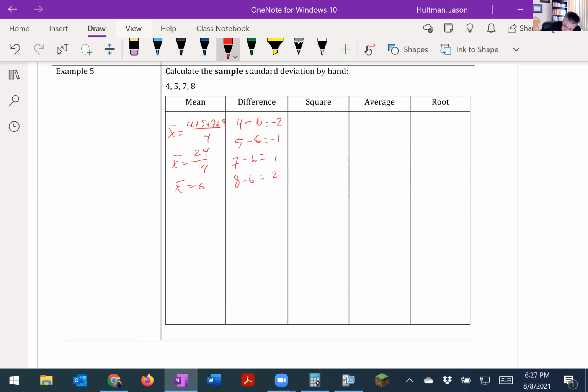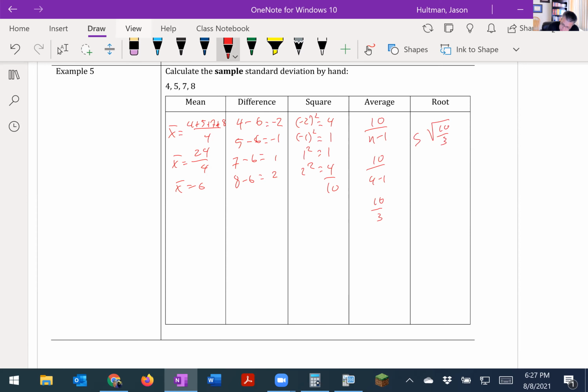Okay, and then we want to square these values. So -2 squared is 4. -1 squared is 1. 1 squared is 1, and 2 squared is 4. So if I add these up, that becomes 10. Then we want to go 10 divided by what? It's 3, not 4. Remember, this is 10 over n minus 1. So this is 10 over 4 minus 1, or 10 over 3. And then I'm going to square root that number, 10 divided by 3.